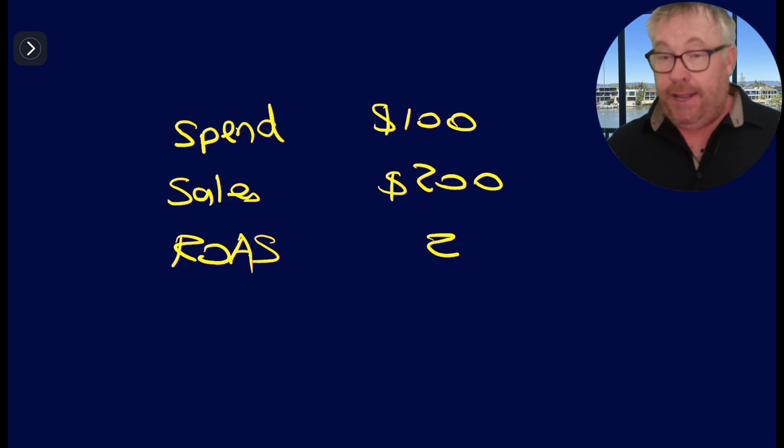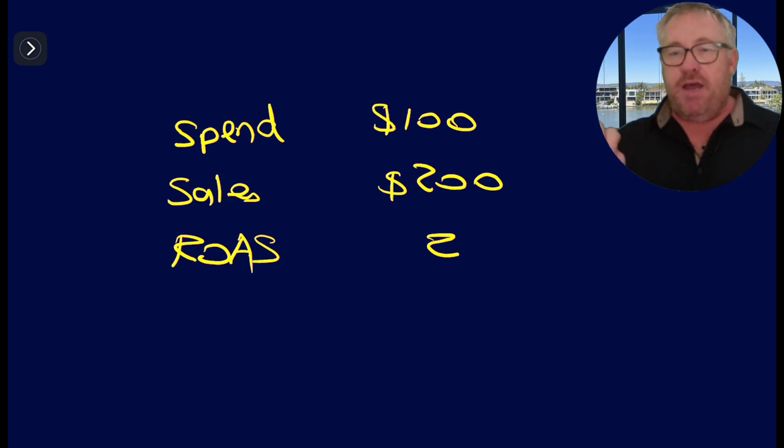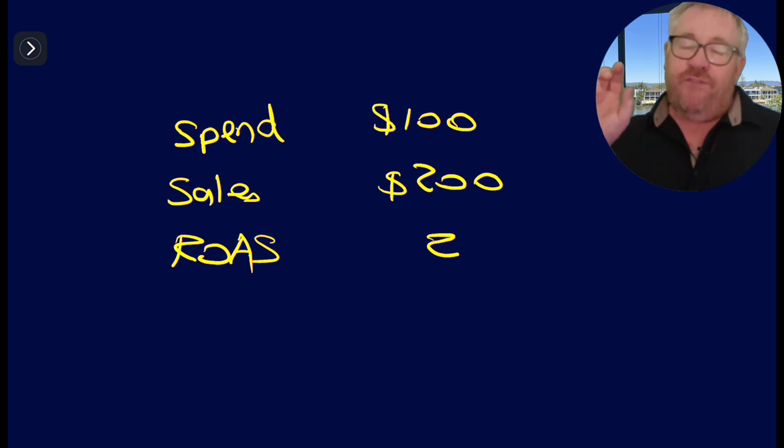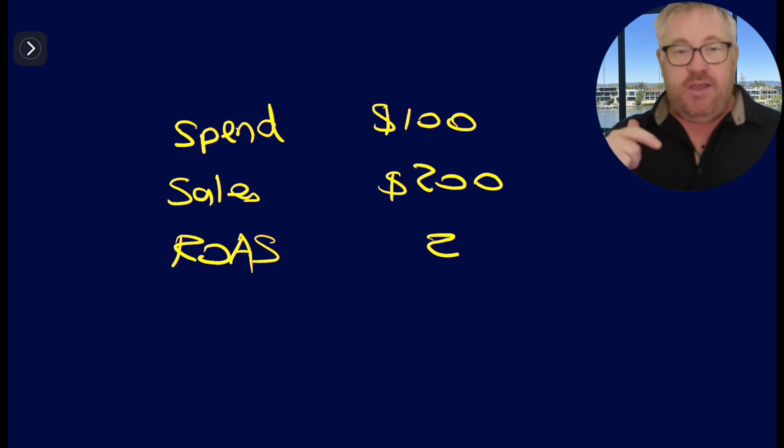I've doubled my money. But that's a mistake, because what you've got to look at is what your gross profit margin is. Because you don't get to keep that whole $200. You've got to pay for your product, and you've got to pay for that product to be shipped to you and potentially to be shipped to the customer. So then whatever's left is your profit. So this is why you need to know what your gross profit margin is.